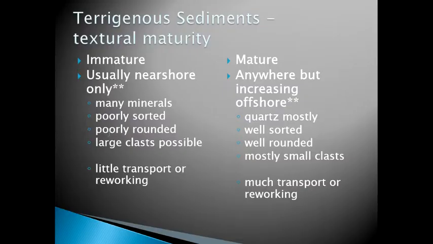Textural maturity. Immature sediments are usually at the near shore area only. It's very hard to find immature sediments anywhere out there in the continental shelf, slope, rise, or deep ocean. It's usually right there by the beach, by the land. And then mature sediments, well, we find those everywhere, but they increase offshore.